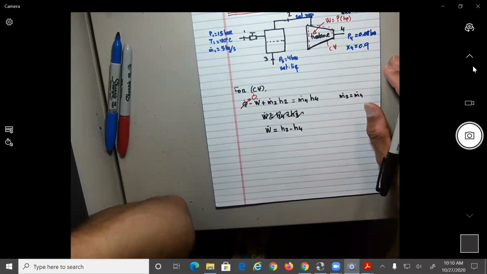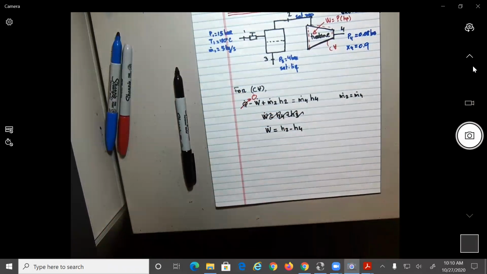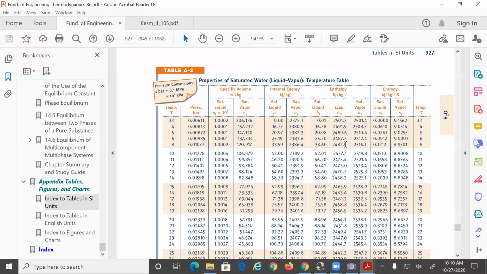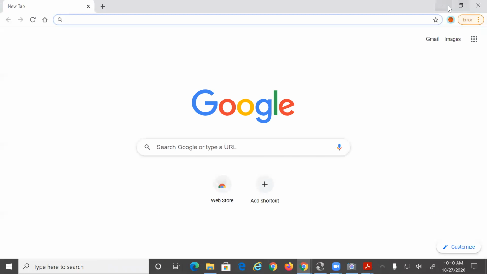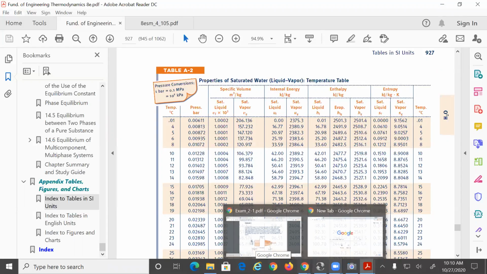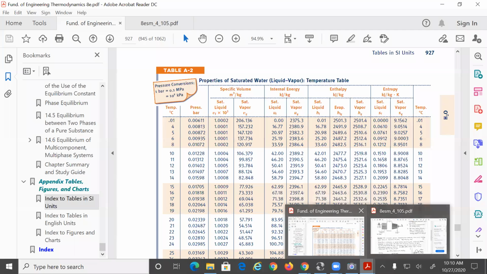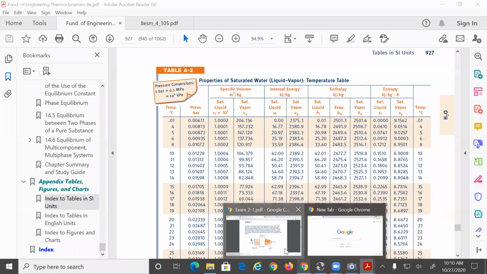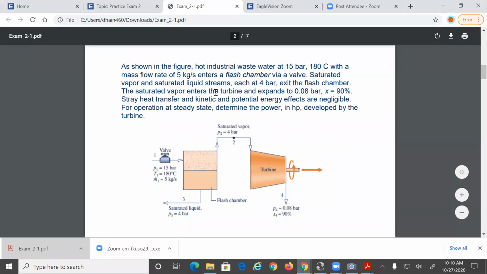How do you know that Q is equal to 0? Because they say that it was not. I'm just saying that this part looks too easy for now. So let's see. What was the problem statement? Remember what it was? It's in one of your Adobe things, I think. No, that's a solution. I think it was on here. It says that heat transfer and kinetic and potential energy effects are negligible. I see. Okay? Thank you.